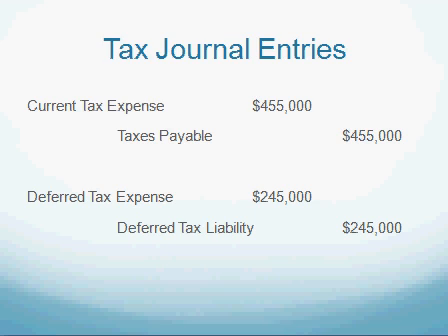Here are the journal entries to record both the current and deferred tax expense on the books of Uncle Sam Corporation. To record the current tax expense, we debit the expense and credit taxes payable for the current amount of taxes owed. To record the deferred tax liability created by the favorable subpart F income, we debit deferred tax expense and credit the deferred tax liability.